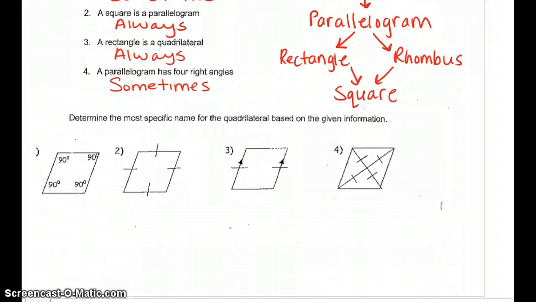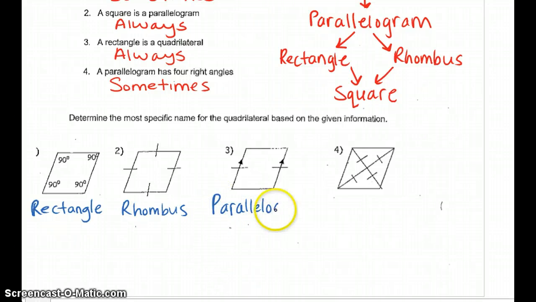The last section, you're determining the most specific name. In number 1, you have four right angles, which means it's a rectangle. In number 2, you have four sides congruent, which means it's a rhombus. In number 3, you have opposite sides parallel and congruent. That's one of the ways we learn to prove parallelograms. And in number 4, you have diagonals bisecting each other, and since all four of those pieces are the same, the diagonals are also congruent. That's what we just learned about a rectangle.